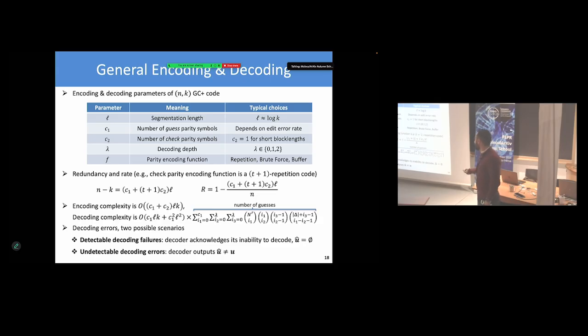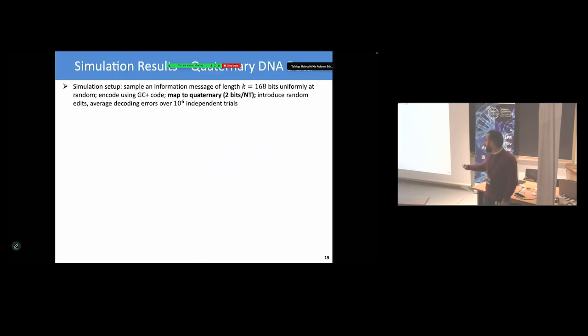So the point is to analyze the probability of decoding error of this code. We have a construction, but how good is it? So we have to analyze its performance. And I will show you some results in the quaternary domain, even though the example was in binary, in comparison with HEDGES. So here we have a message of 168 bits, and we are performing 10 to the power 6 independent trials, and then recording how many successful decodings we had, how many failures we had, and then reporting the average as the probability of decoding error.